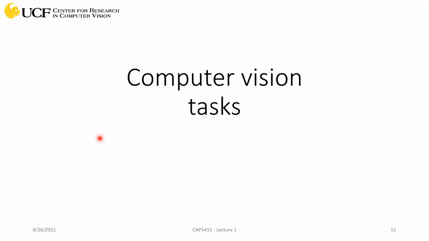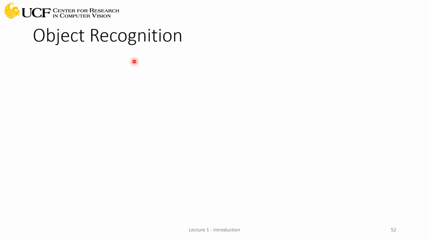So in the previous lecture, and this is a continuation of what we covered in the last lecture, we will start with a different computer vision task, which is kind of an open research problem. The first and most important, and very well researched, is object recognition. So let's first try to understand what object recognition is.